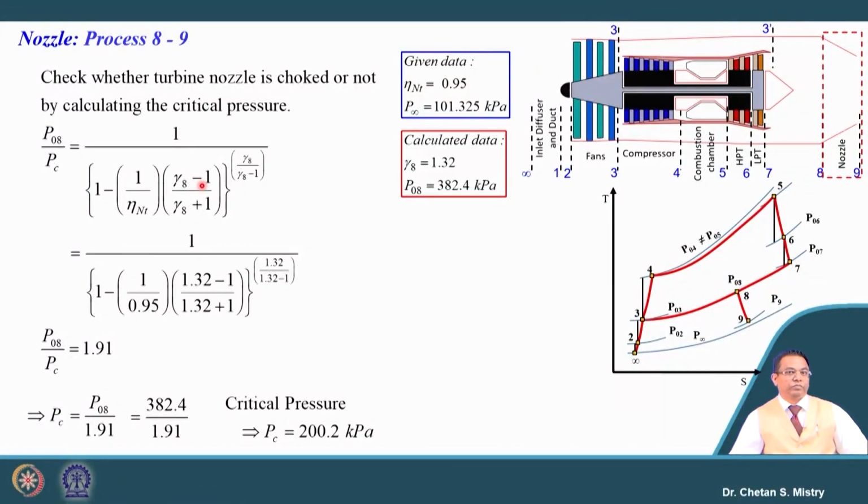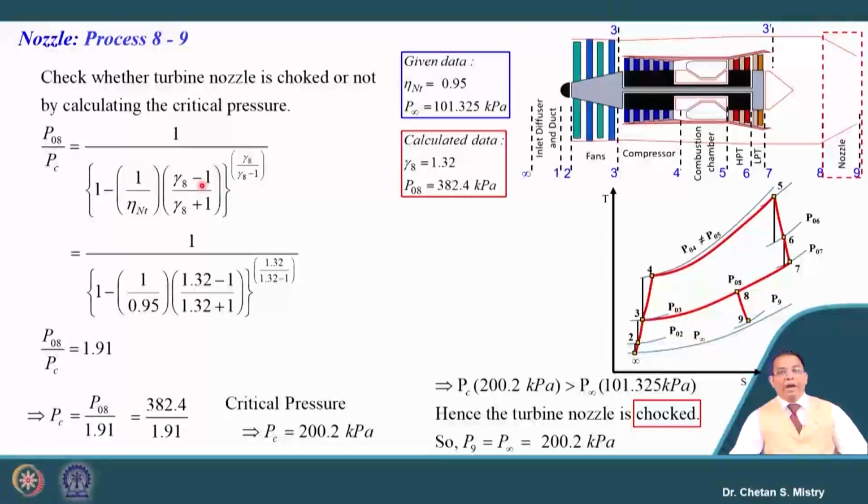kilopascal. Now, we will be comparing that with the exit pressure. Our exit pressure is 101.325 kilopascal, and if we look at it, my critical pressure is greater than my atmospheric pressure.